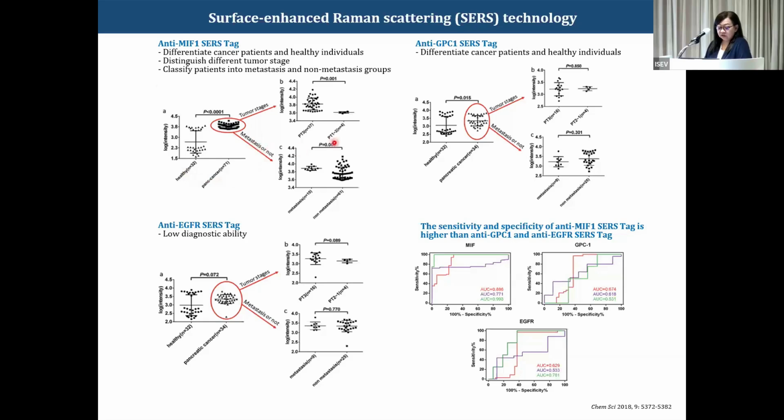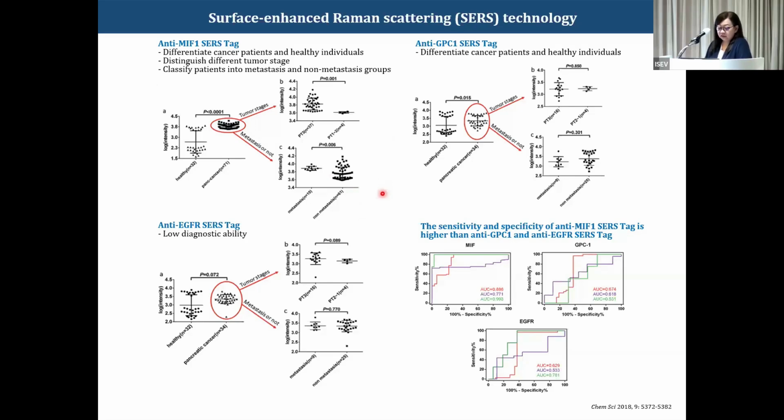And the cancer patients were further divided into different tumor stages and also cases with or without metastasis. The results show that MIF1 antibody conjugated tag was able to discriminate between cancer patients with late-stage tumors and those with early-stage tumors. There is also a significant difference between cases with and without metastasis.